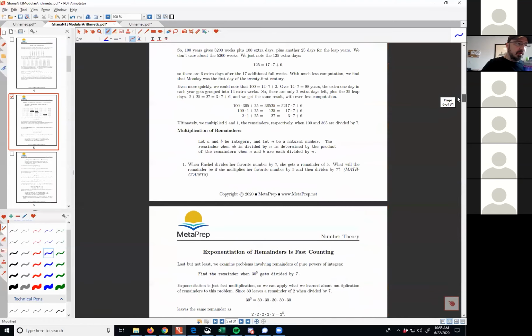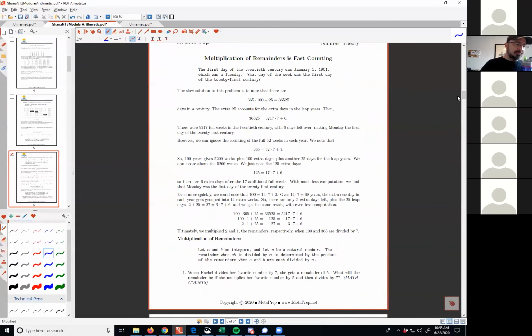So let's move forward and let's solve some problems. Okay, take a look at this problem. When Rachel divides her favorite number by 7, she gets a remainder of 5. What will the remainder be if she multiplies her favorite number by 5 and then divides by 7?